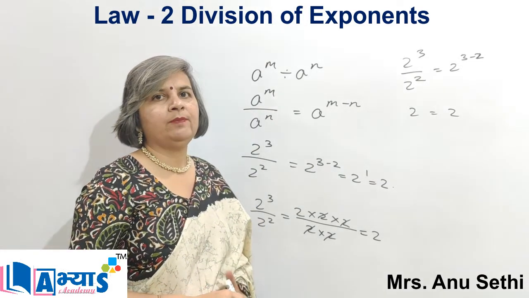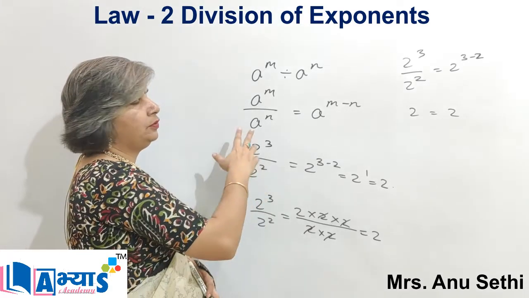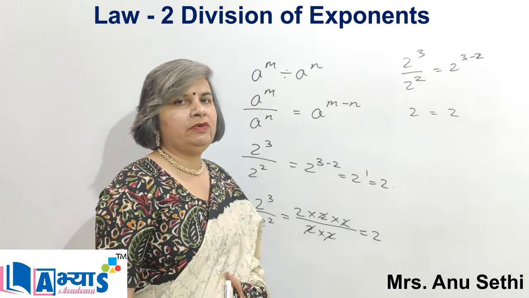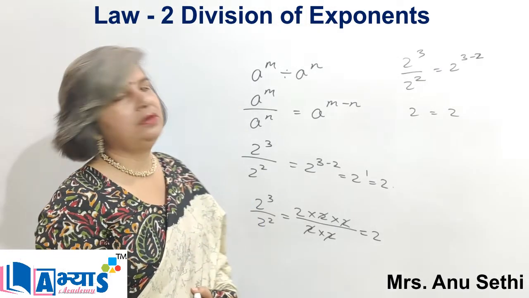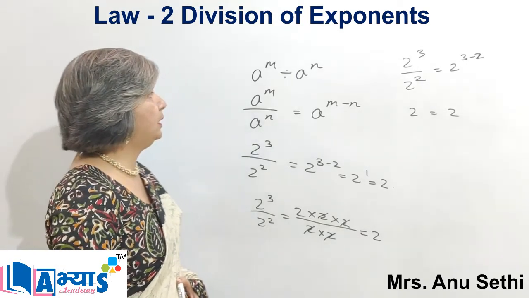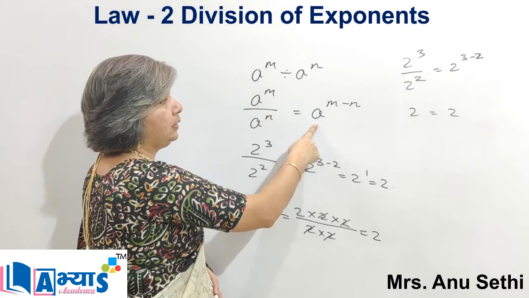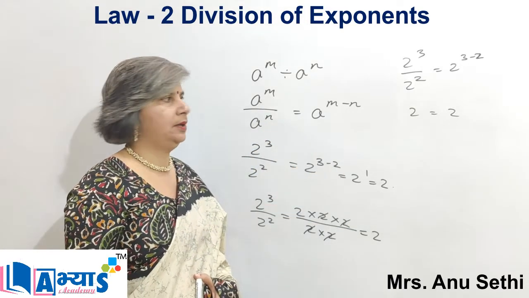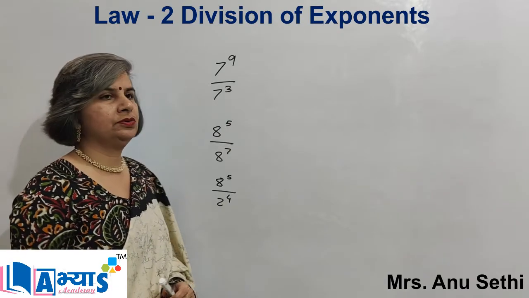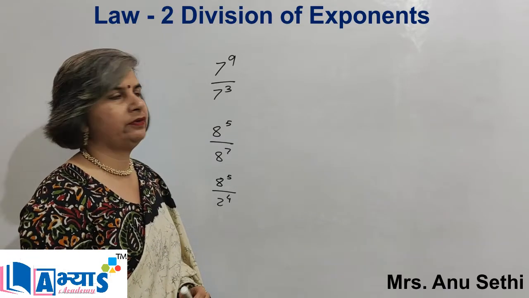So we can say this law of division for exponents states that if we have two exponential terms with the same base, then we'll have the common base and we'll subtract the powers. That means a raised to power m upon a raised to power n will be equal to a raised to power m minus n. Now let us take different examples to use the law of division of exponents.